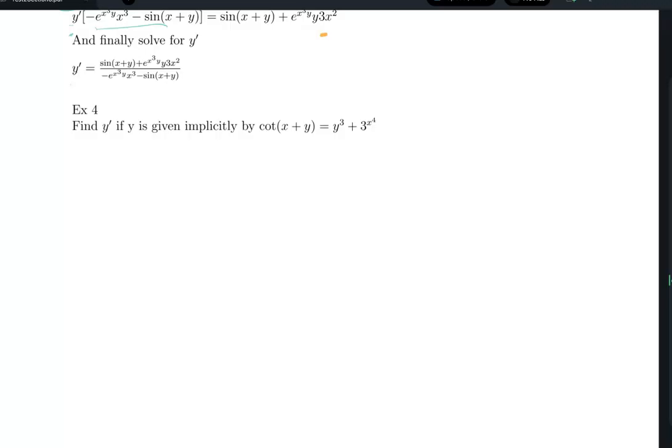Okay, let's try one on our very, very own. So the derivative of cotangent, you know, is negative cosecant squared. You carry the angle along. And now I'm going to multiply by the derivative of the angle. Derivative of x is 1, and the derivative of y is y prime. Equals, okay, so let's go to this.